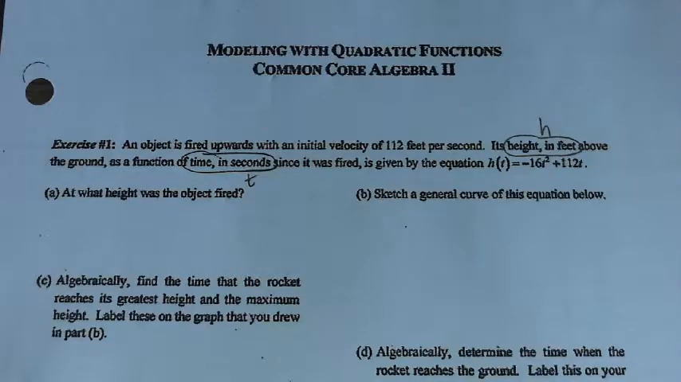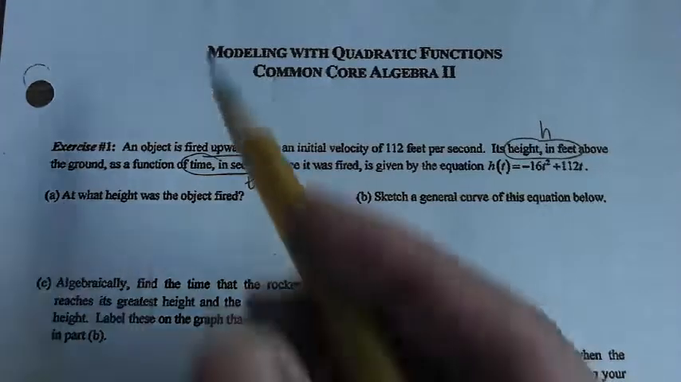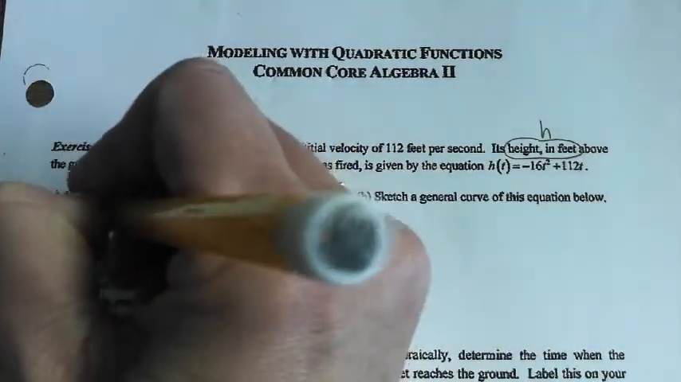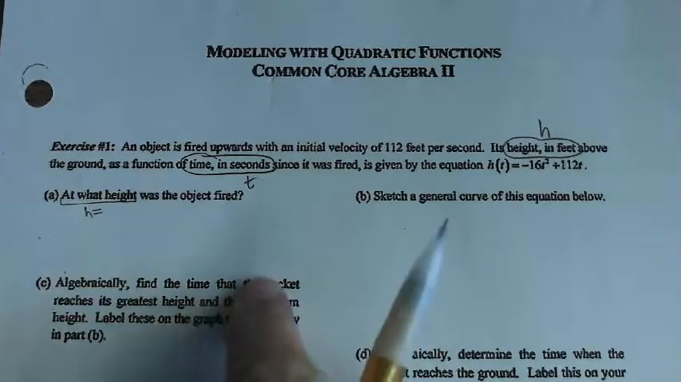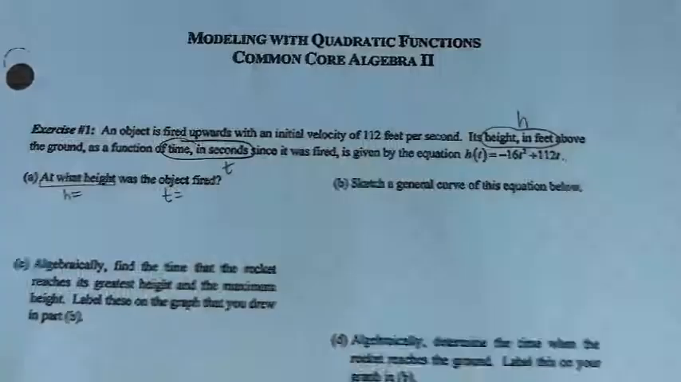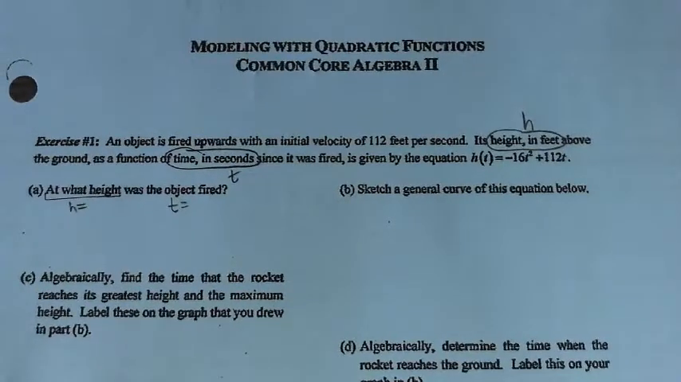And then they're going to start asking questions. So at what height? They're looking for H. H equals, we don't know, was the object fired. So if they're asking you for the height when the object was fired, and they're not telling you what T equals, you tell me what T equals. What is the time at the moment the object was fired?